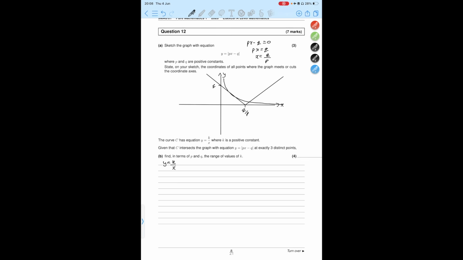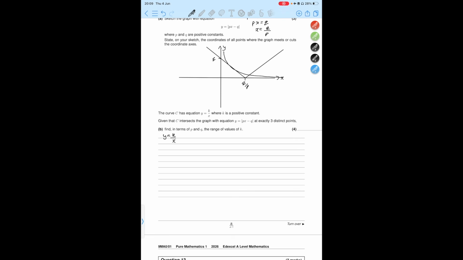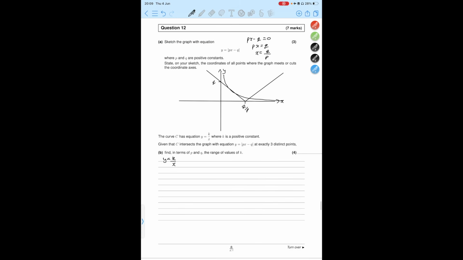What I can see is we're only going to have one intersection on this positive gradient part, because it's not really possible for there to be 2 intersections there. And we have 2 intersections on the negative part of the curve. So what we're going to do is isolate it. We're just going to look at this negative part here. So we're going to look at y equals minus px minus q, only looking at that negative part of the curve of the modulus function.